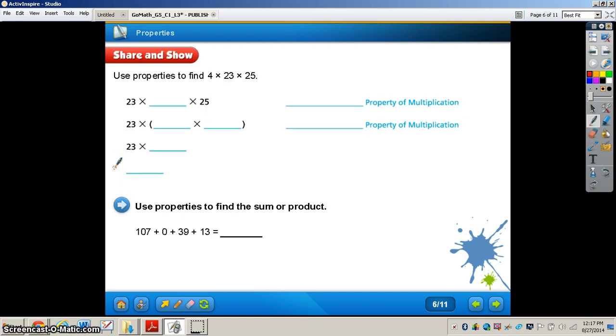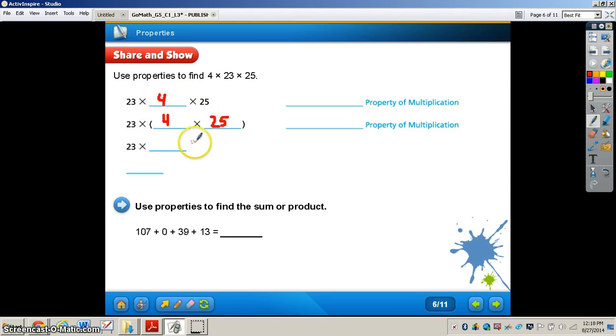Okay, now we're going to use properties to find 4 times 23 times 25. And what we can do, first of all, if we want to do the commutative property of multiplication, we can take 23 times 4 times 25. If we want to group it together, associative property of multiplication. We can take 4 and 25, put those two factors in parentheses.